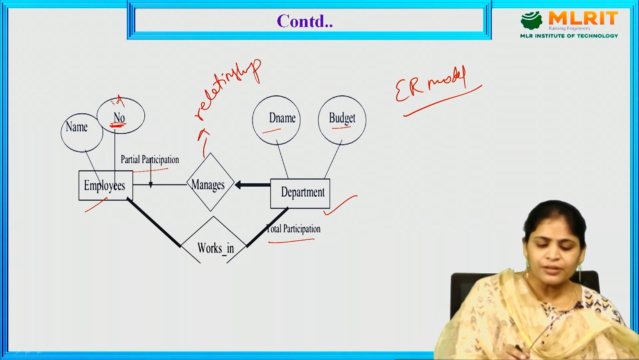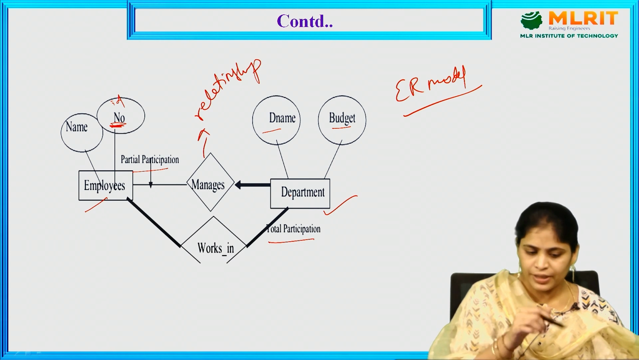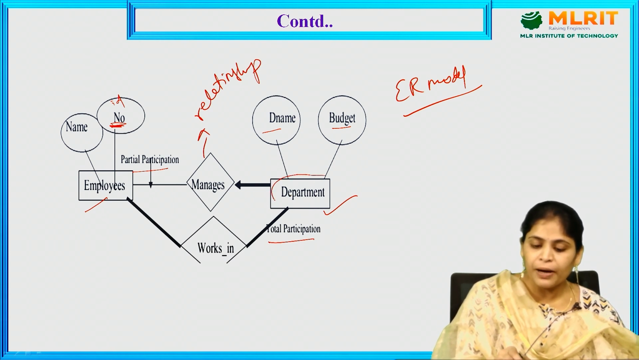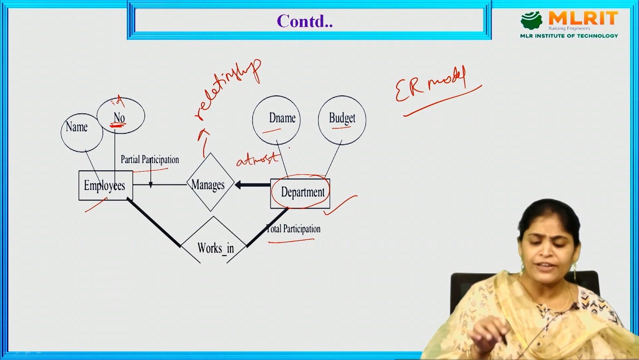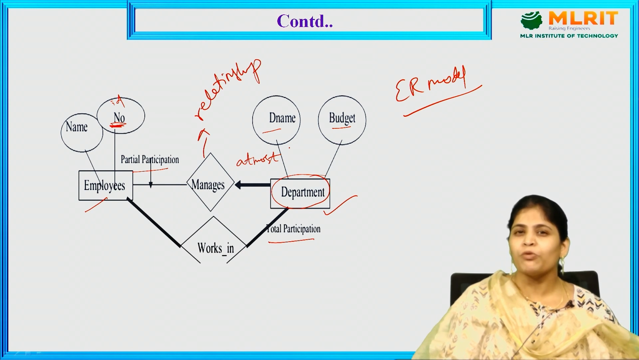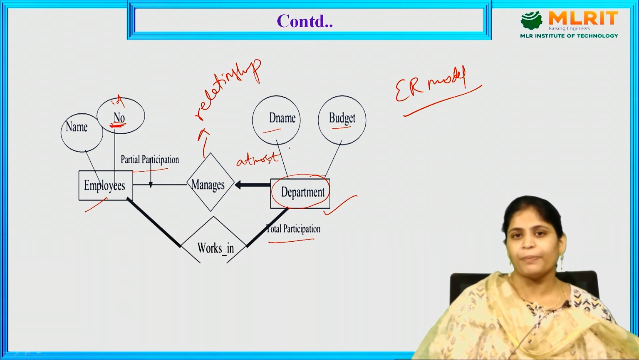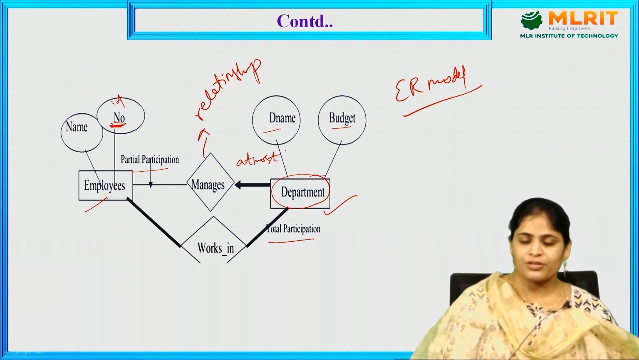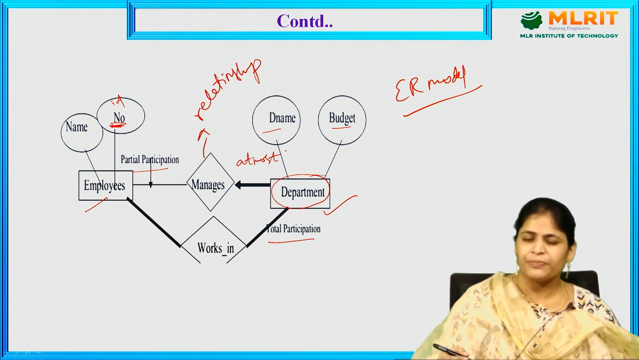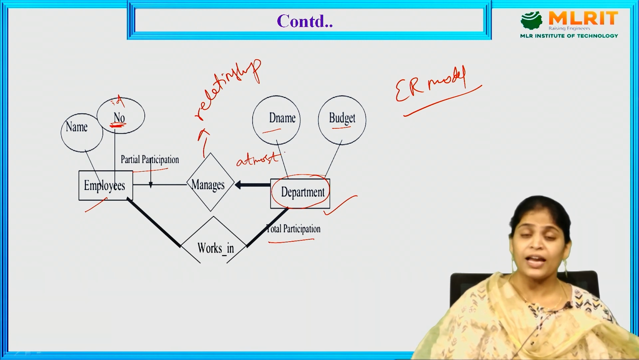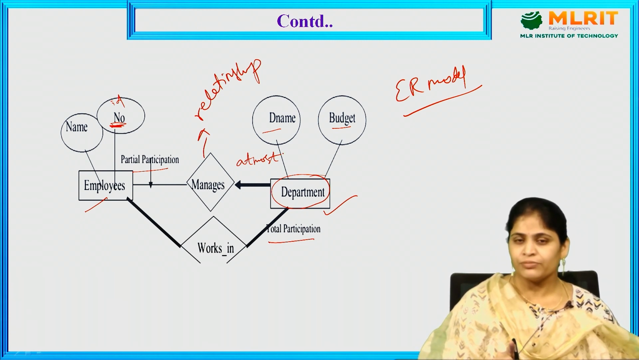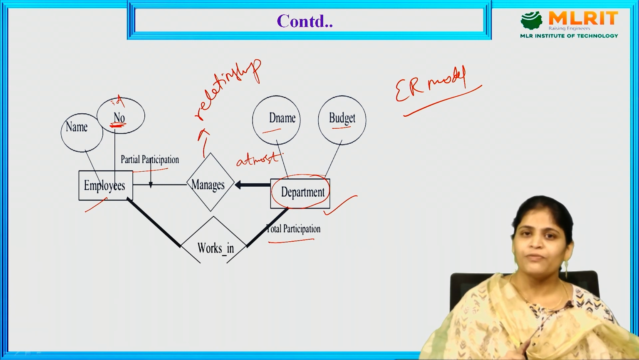So, the relationship between employee and department here is that each and every department will be managed by at most one employee. Let us take one example. In a college, we have a number of departments. We have courses like CSC, IT, EC, EEE. And each and every department will be managed by a head of the department, and he or she must be only one, at most one. Only one person will manage the whole department. That is the basic example for this one.